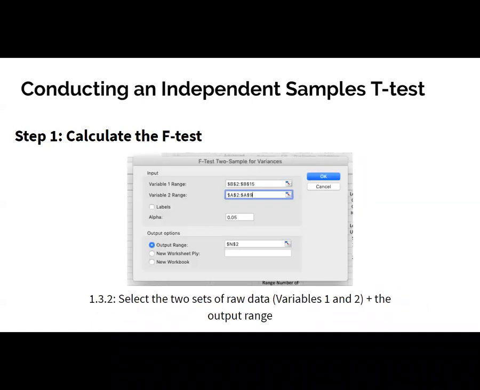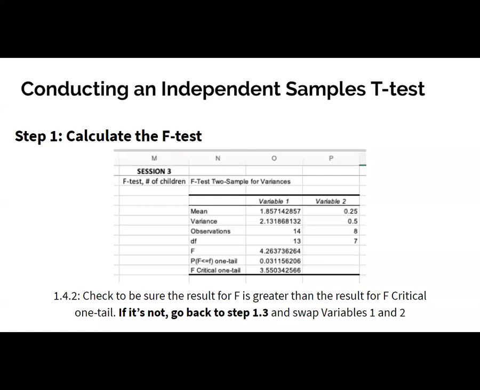So like here, I go back and I switch my fields for variable 1 and variable 2. So now I have B in variable 1 in column C, or sorry, A in variable 2. And then I check again. The new results, my F is smaller than my F critical, which is good.